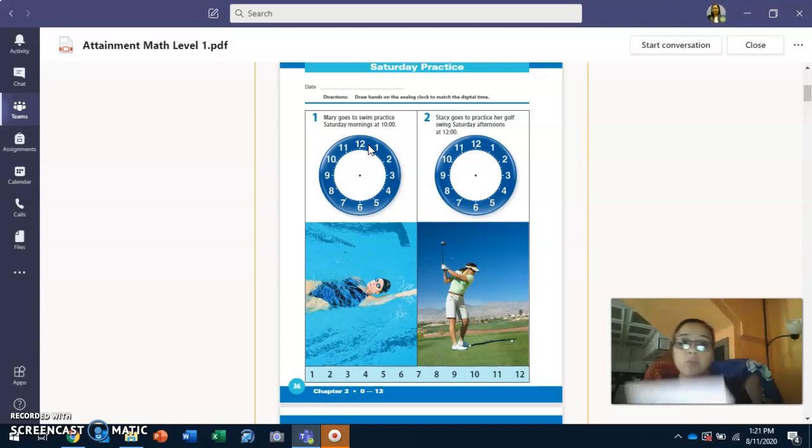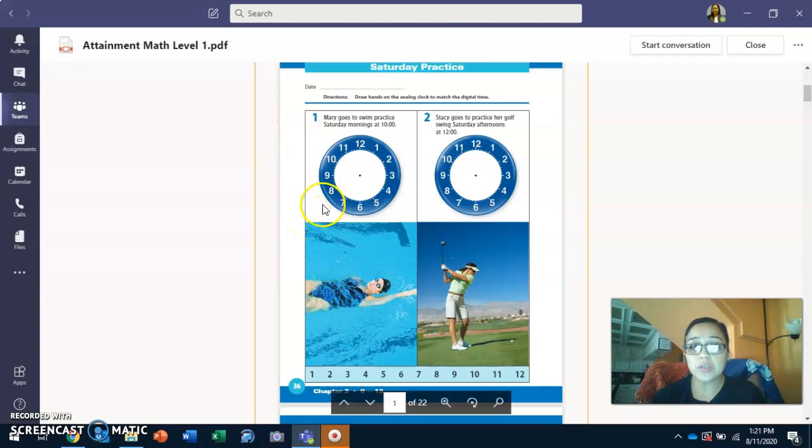But at number 1, they're asking for 10 o'clock. So I want you to work on these two now that you have your example and refer back to your notes.